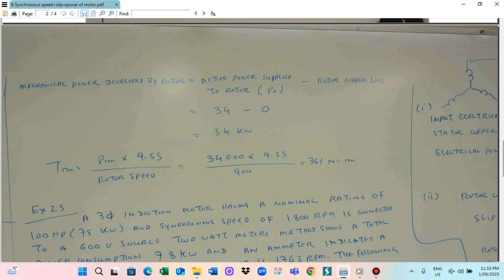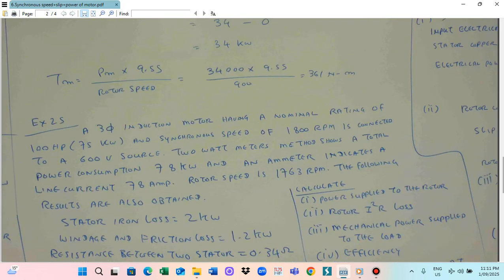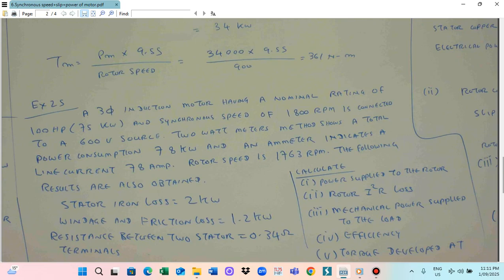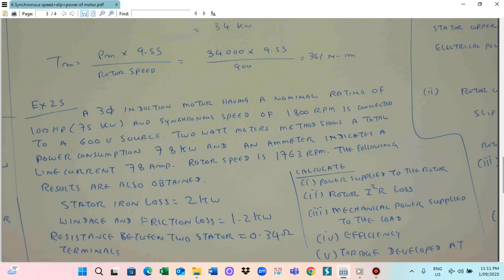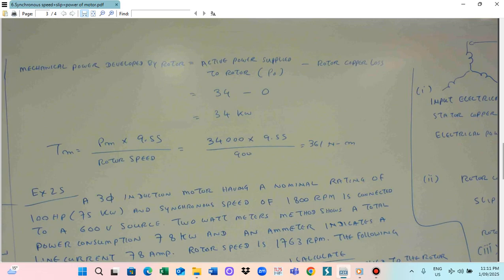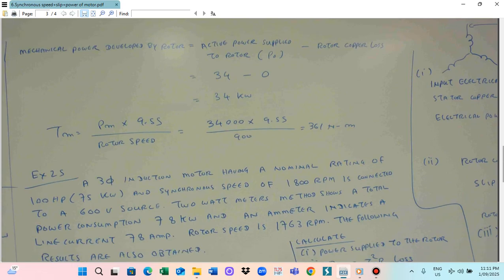Minus iron loss and copper loss. Iron loss plus copper loss. This one we can calculate. That will be the 40 minus iron loss, which is already given. Iron loss is 1 kilowatt and the copper loss is 5 kilowatt. So 1 plus 5, then 40 minus 6, so you get 34 kilowatt. So active power supply to motor is 34 kilowatt.